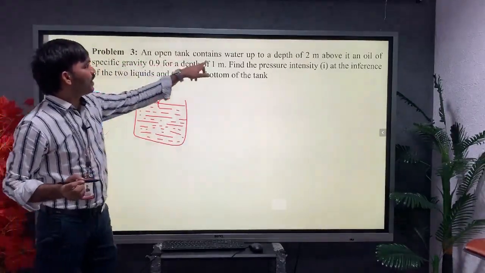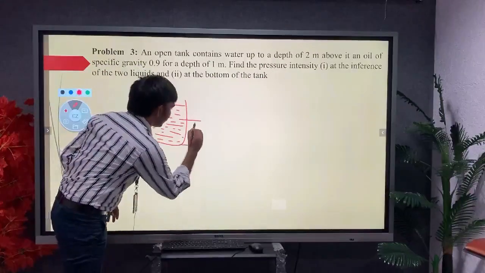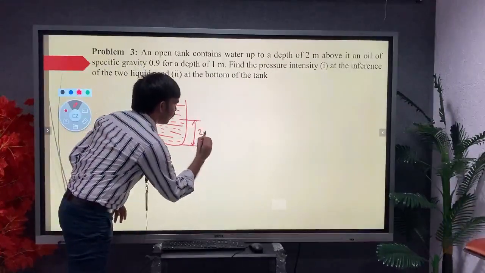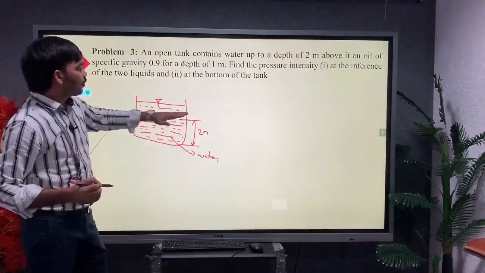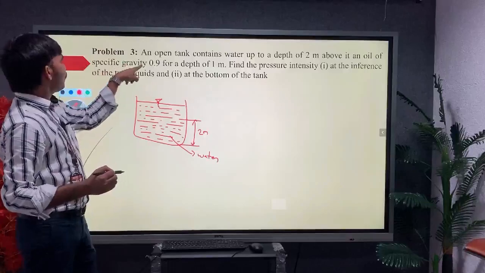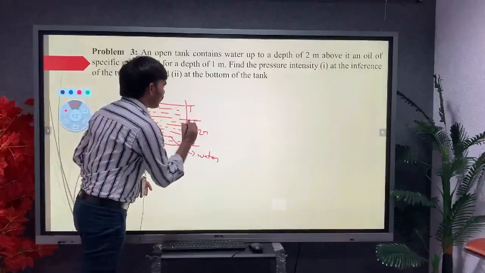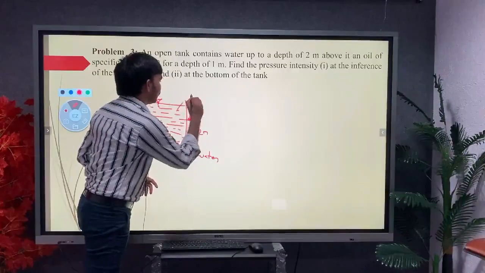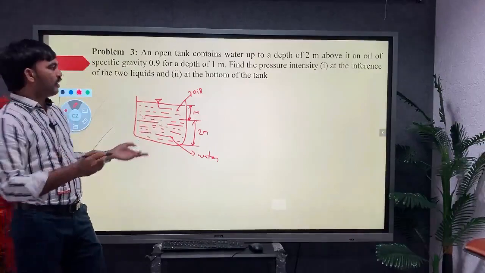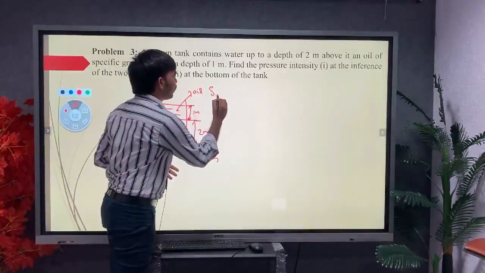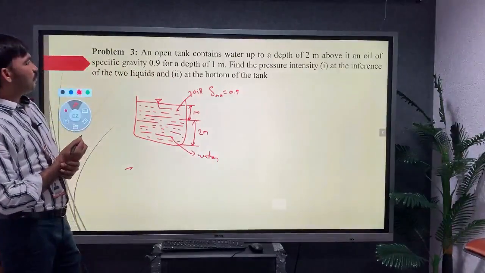So what is it saying? An open tank contains water up to a depth of 2 meters. So this is the water up to a depth of 2 meters. Above it, an oil of specific gravity 0.9 for a depth of 1 meter. So for 1 meter there is an oil. At the bottom there is water and on top there is oil with a specific gravity of 0.9.